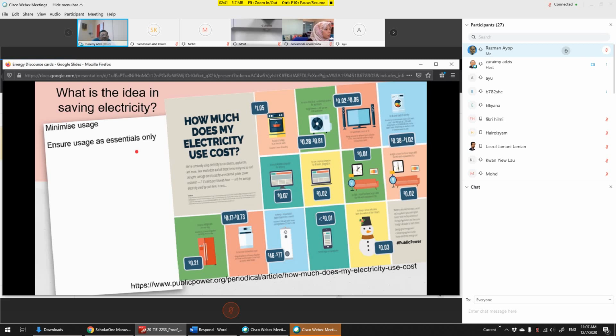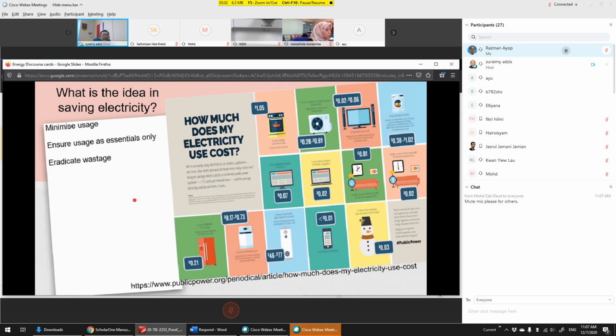Okay. Alright. Next. Sama ada nak save, what is the idea in saving electricity? Eradicate wastage. Singkirkan pembaziran. Right. A lot. I will discuss this in the coming slides.